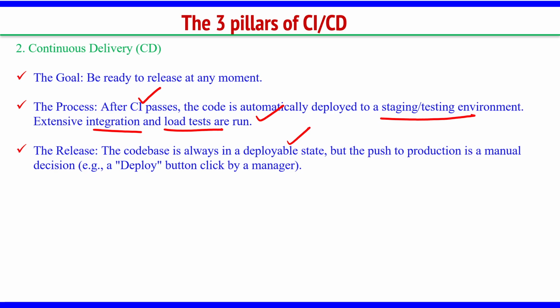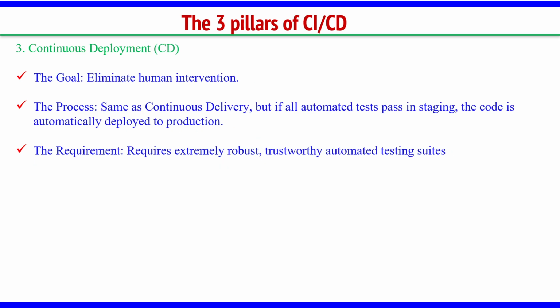After this is done, your code is ready to be deployed, but the push to production is a manual decision: a deploy button click by a manager. So you have tested it properly using continuous delivery, but to push it to production it requires manual intervention. Somebody has to click yes, okay, please proceed. This is continuous delivery. Deployment: the goal is to eliminate human intervention. It is the same as continuous delivery, but if all the automated tests pass in staging, the code is automatically deployed to production. We don't do any manual task here, right?